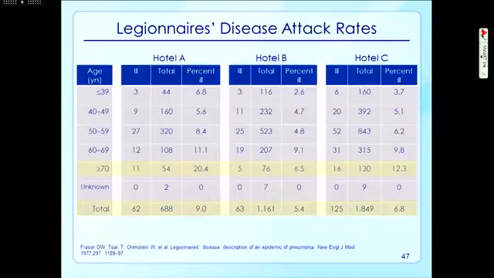But by combining the information from all of the age groups, those who stayed in Hotel A have the highest percentage of illness, 9% in Hotel A versus 5.4% and 6.8% at the other hotels. So we can infer, therefore, that a connection exists between staying in Hotel A and becoming ill. We can also infer that older persons may somehow be more susceptible to the disease.